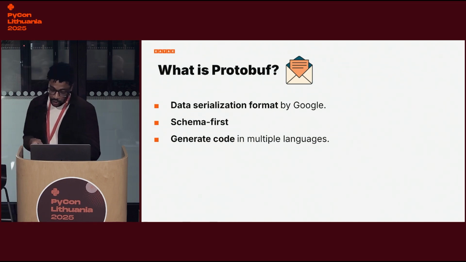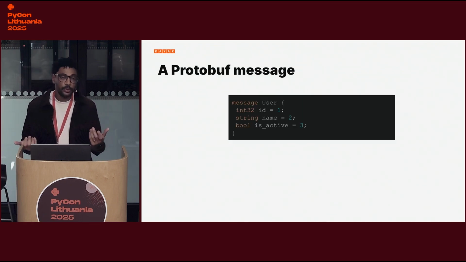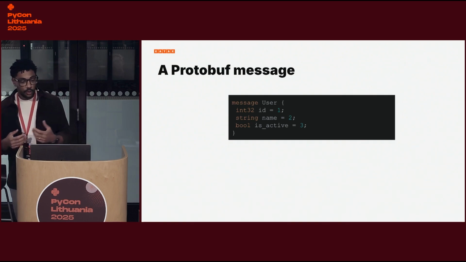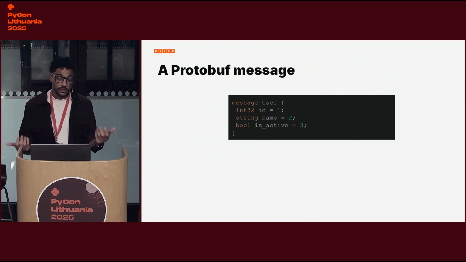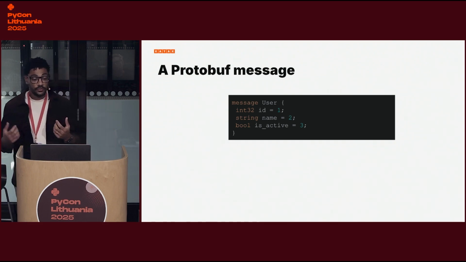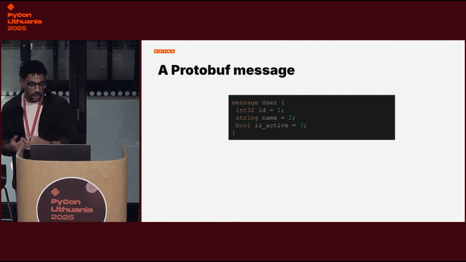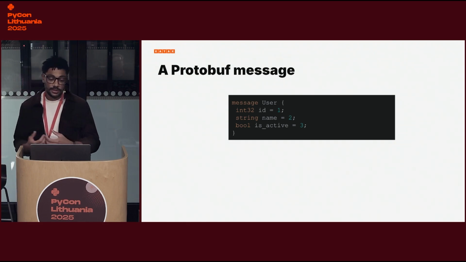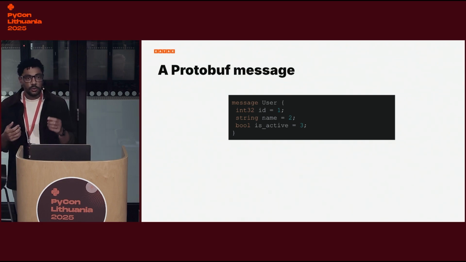Let me show you an example of a simple Protobuf message. Let's say we want to create a message representing a user. A user will have an ID. This ID will be of type integer 32. Also, it will have a name that is of type string. And then it also has a flag called isActive, just to say if the user is active or not.